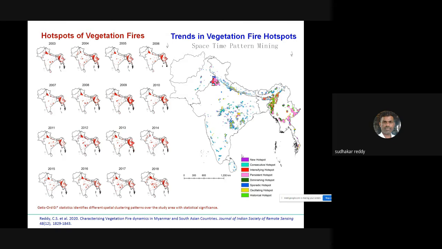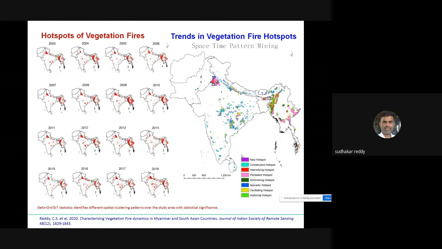Using GIS-based modeling techniques and advanced spatial statistics, we can identify the clusters or hotspots of vegetation fires. Here the map shows the hotspots of fires from 2003 to 2018, using the emerging hotspot technique, which is a space-time pattern mining technique that helps us identify the trends in fire hotspots.